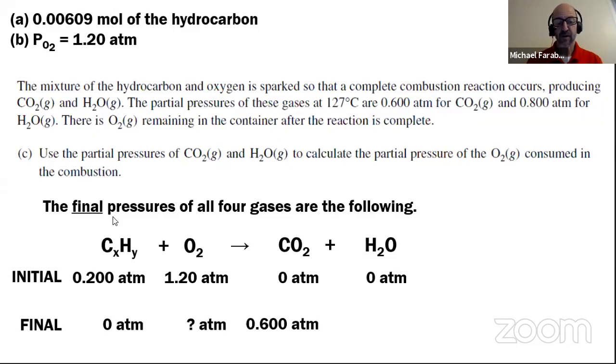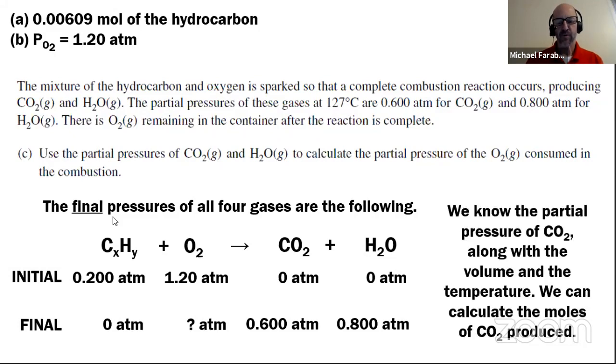We also know that we have 0.6 atmospheres for the pressure of the CO2 and 0.800 atmospheres for the pressure of the water. So if we know the partial pressure of the CO2, along with the volume and the temperature, so we still have a 1 liter container, we still have a temperature of 127 degrees Celsius or 400 Kelvin, then we can calculate the number of moles of CO2 produced. And this will help us get closer to our answer. So let's go ahead and start with that.